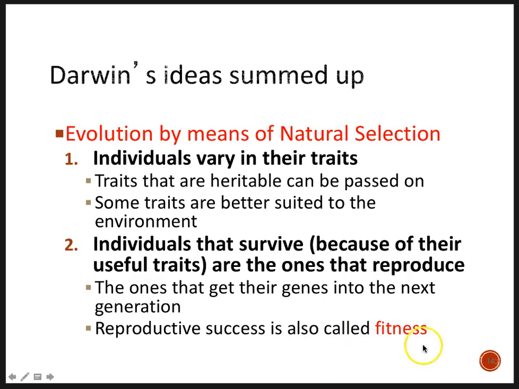Just a real quick term here for you: reproductive success is also called fitness, and we use this word fitness a lot in this chapter. So be aware that when we say fitness, we're not talking about strength, or cardiovascular fitness, or how far you can run. We're talking about your reproductive success. A fruit fly that's not reproducing does not have fitness, but the one that does reproduce does have fitness. Again, it's not about survival. It doesn't matter how long they survive. If they don't reproduce, they still have zero fitness.